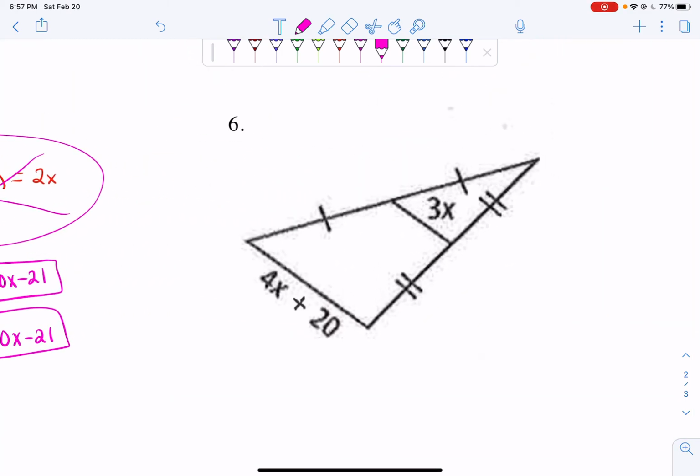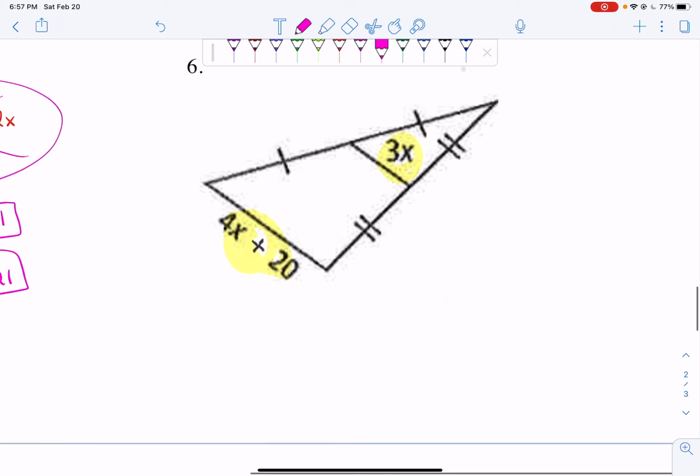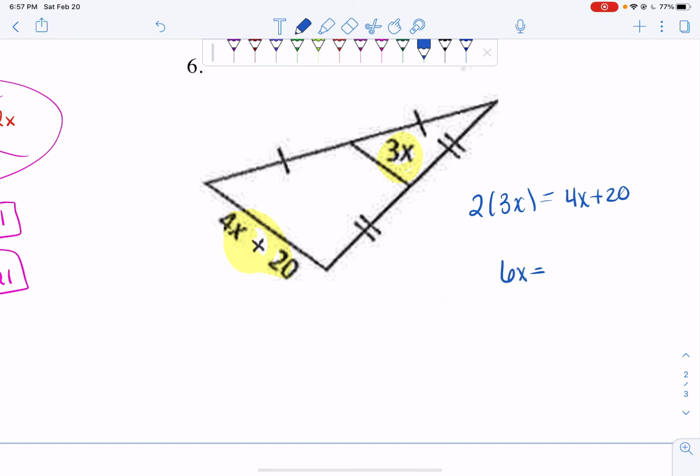And then in our final example, I have a midline of 3x and a base of 4x plus 20. So I double my midline, which is a 3x, and set it equal to 4x plus 20. Again, you can leave it like this for today, or you can simplify. 2 times 3x is 6x.